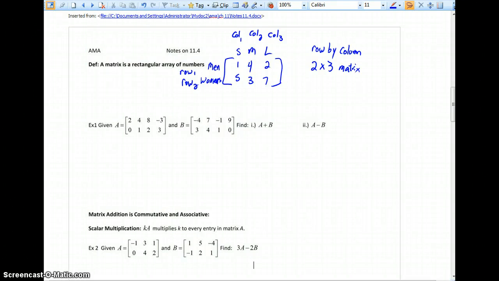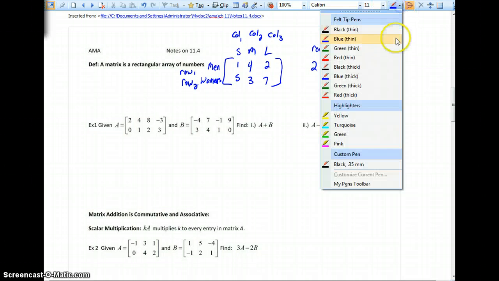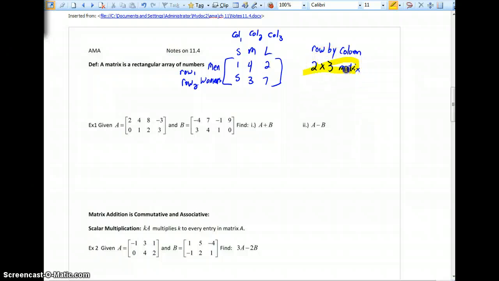Okay, today we're going to be talking about some basics of matrices. A matrix is a wonderful mathematical tool. It's really a table or a rectangular array of numbers, rows by columns. You can see right here at the top of the notes, we really have a 2x3 matrix. Two rows. Rows are always horizontal. Columns are vertical. So two rows by three columns.